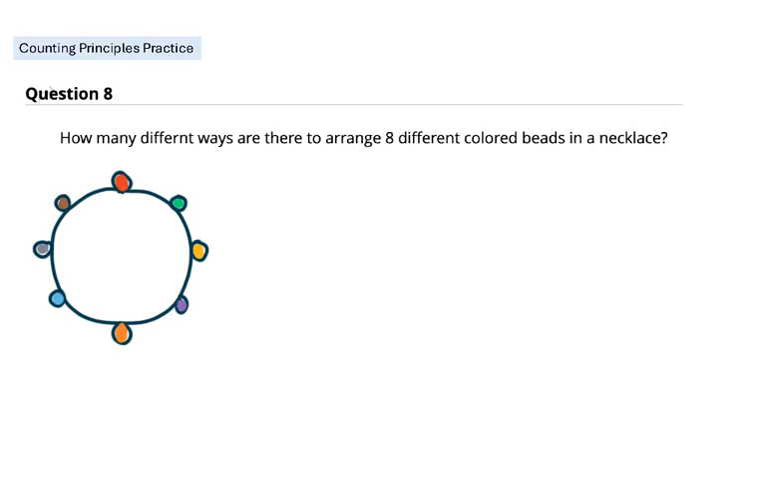The first way you want to approach this problem is imagine that it really was just like a string of 8 beads. 1, 2, 3, 4, 5, 6, 7, 8. If it was a string of 8 beads, then the way you would do this calculation is you'd say, all right, the first bead, I have 8 colors to choose from. Then after I use that one, I have 7 to choose from, then 6, then 5, 4, 3, 2, and 1.